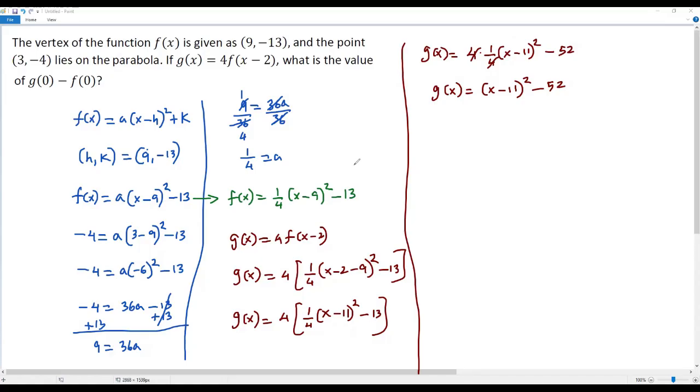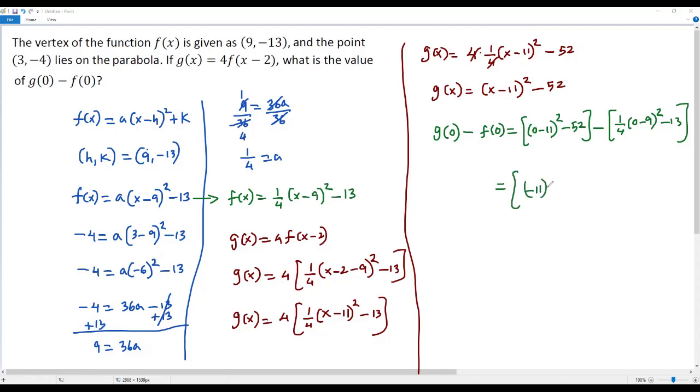Already we got f(x) over here. Our aim is to get the value of g(0) - f(0). Okay, now let's find g(0) - f(0). To get g(0), we have to plug in 0 for x over here. Then we get (0 - 11)^2 - 52. And to get f(0), we plug in 0 for x over here, minus 1/4 times (0 - 9)^2 - 13. Okay, here 0 - 11 is -11, squared, - 52, minus 1/4, and 0 - 9 is -9, so (-9)^2 - 13.